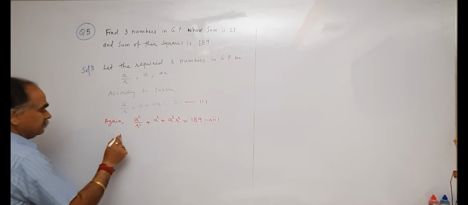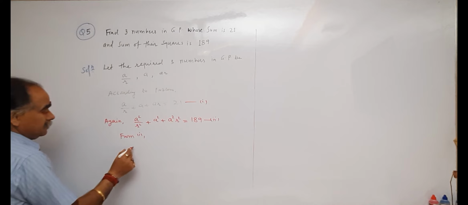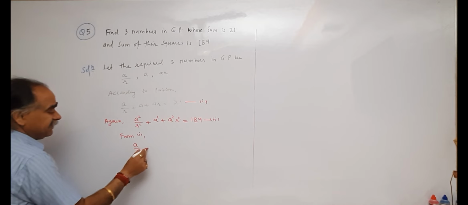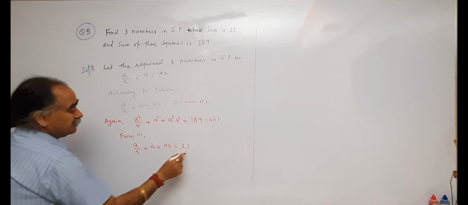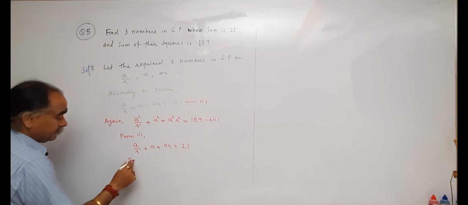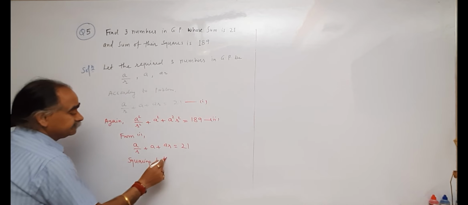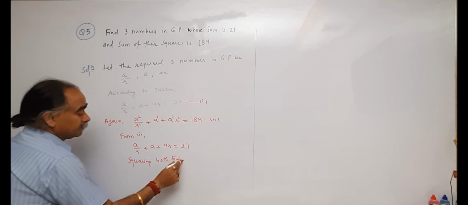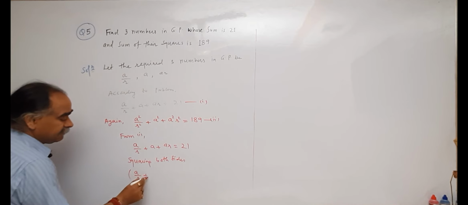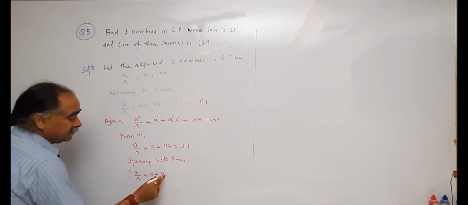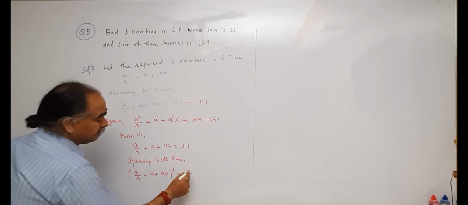From 1, A upon R plus A plus AR is 21. Squaring both sides: (A upon R plus A plus AR) whole square is equal to 21 square, which is 441.